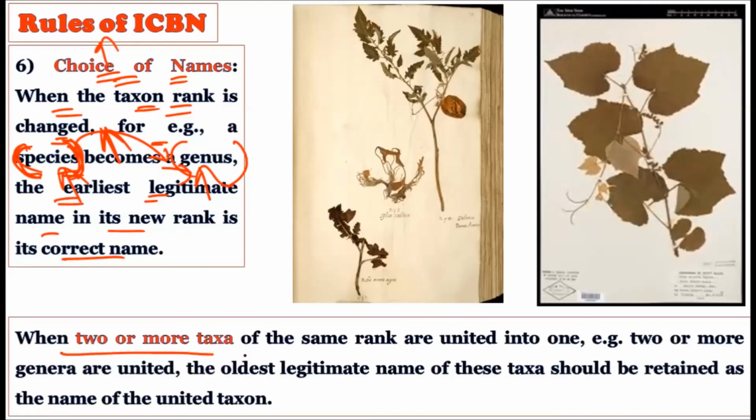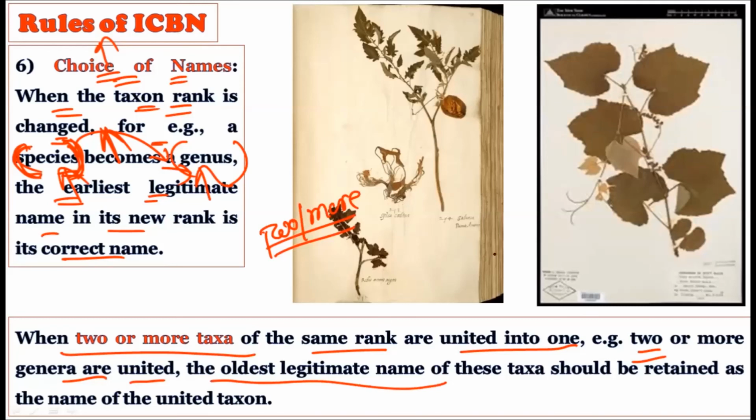See, when two or more taxa of the same rank are united into one, so we have two or more taxa, and they got united together due to their similar characteristics. For example, two or more genera are combined together to create one genus. Then the oldest legitimate name of the genus should be used to give the name to this genus, and this should be retained as the name of the united taxon.